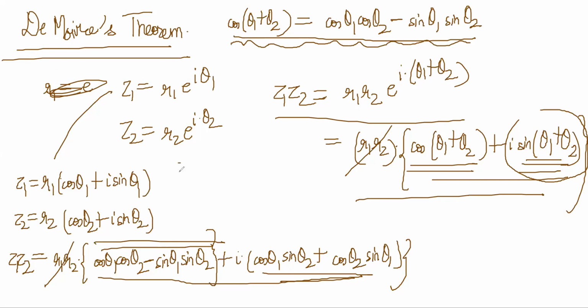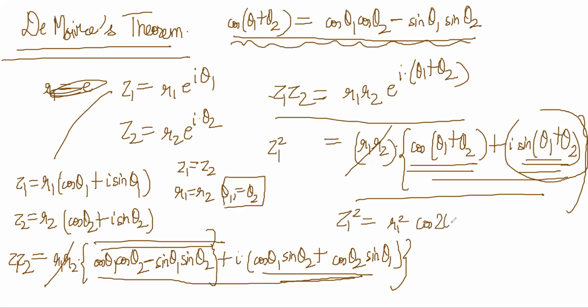Take the special case when Z1 was equal to Z2, right? So R1 is equal to R2 and theta 1 is equal to theta 2. So this becomes Z square. Z1 is equal to Z2, so it is Z1 square, right? So Z1 square is equal to R1 square (cos 2 theta plus i sine 2 theta), right? Correct, no?